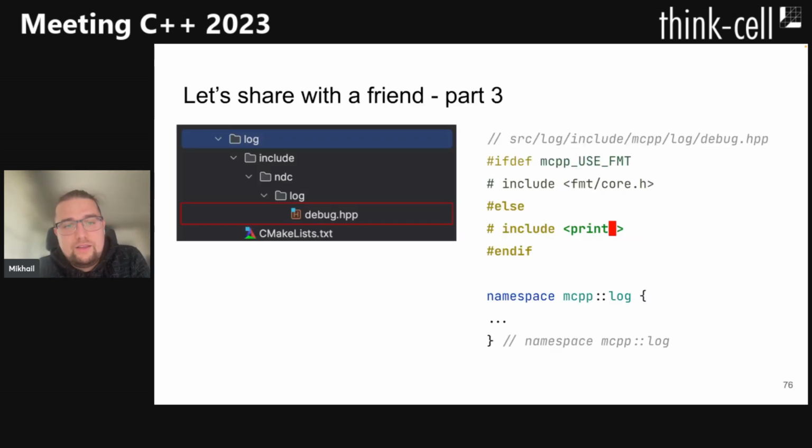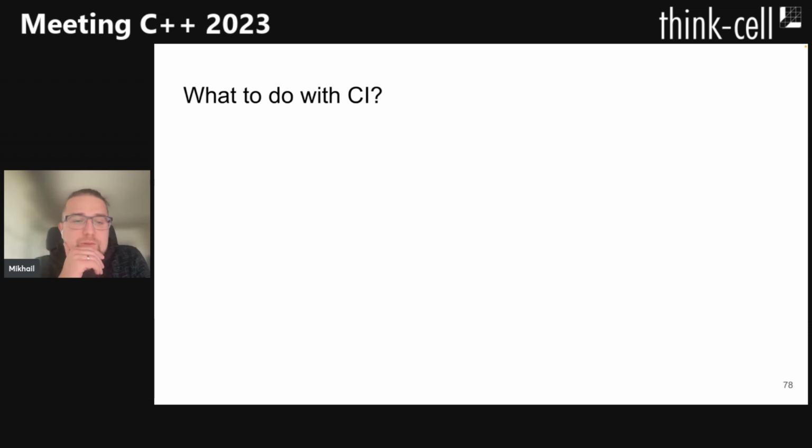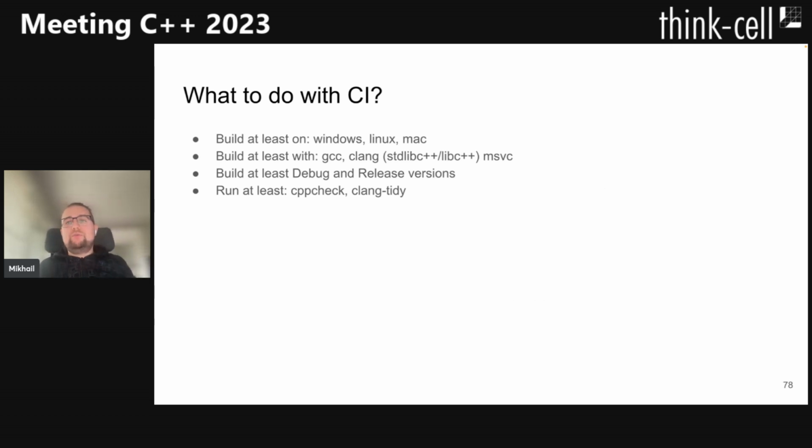So what to do with CI? I think there are many things you can do with CI, but you need to do at least a few things. With C++, you need to at least build your project on Windows, Linux and Mac. All of them have different compilers with different standard libraries. So it will provide you the biggest coverage in the C++ world. And we know that all compilers are a bit different, so you'll get very good coverage to at least know that your project is buildable.